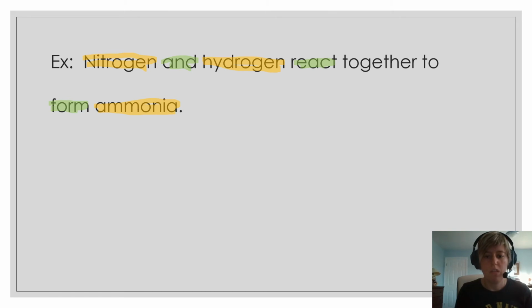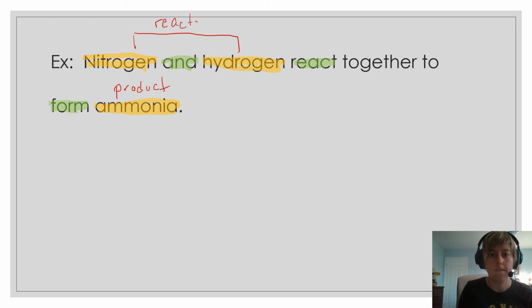Okay, so I'm going to read it one more time. Nitrogen and hydrogen react to form ammonia. So ammonia is my product. Nitrogen and hydrogen are my reactants. "And" means I have a plus sign together, "react together to form" I have a yield sign here, and then ammonia.